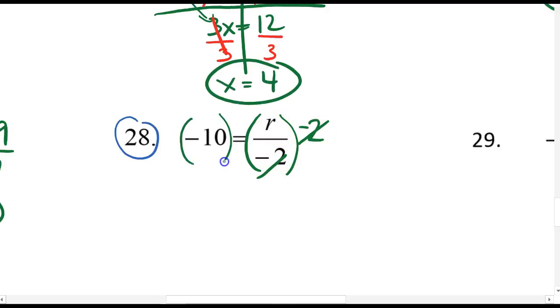And then I'll go to this side and multiply the same thing, again, to balance it. 2 times 10 is 20, and negative times a negative, we all know, is positive. And then r is all we have left over here, so r equals 20. And I can rewrite this with r equals 20 on the left. Okay.